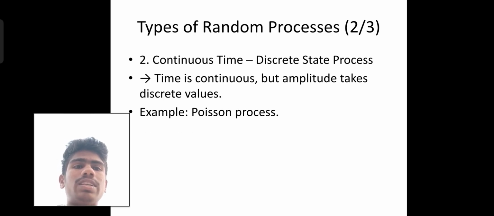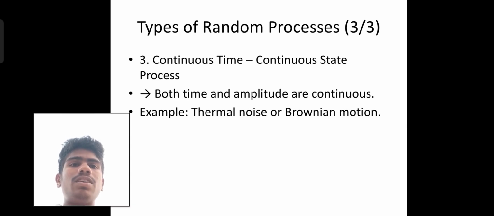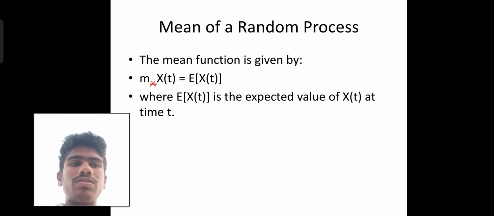Continuous time, discrete state process: time is continuous, but amplitude takes discrete values. Example: Poisson process. Types of random processes: continuous time, continuous state process, where both time and amplitude are continuous. Examples: thermal noise or Brownian motion.